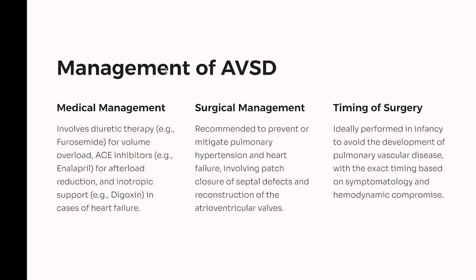Management involves diuretic therapy, e.g. furosemide for volume overload, ACE inhibitors, e.g. enalapril for afterload reduction, and inotropic support, e.g. digoxin in cases of heart failure. Surgical management is recommended to prevent or mitigate pulmonary hypertension and heart failure, involving patch closure of septal defects and reconstruction of the atrioventricular valves. Timing of surgery: ideally performed in infancy to avoid the development of pulmonary vascular disease, with the exact timing based on symptomatology and hemodynamic compromise.